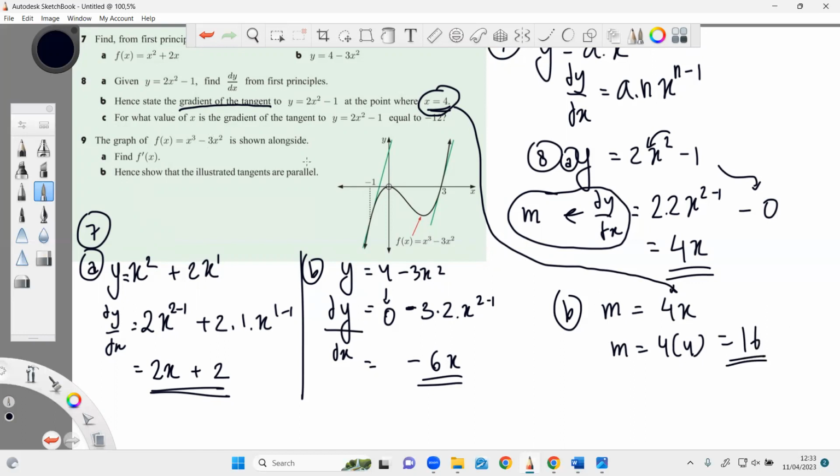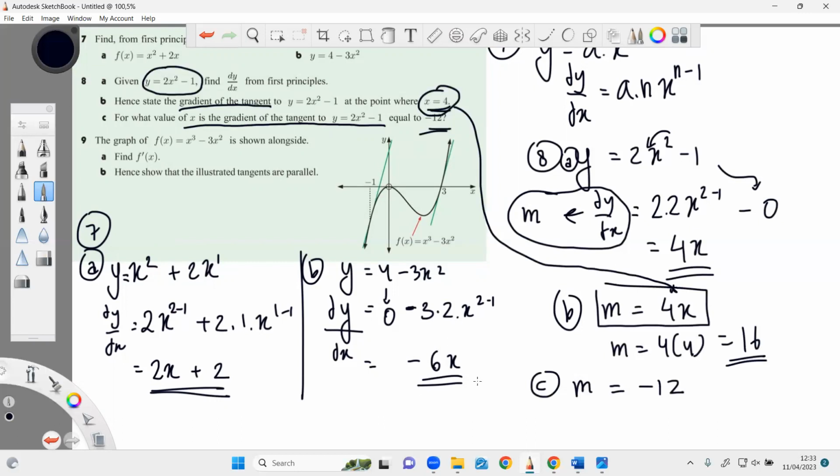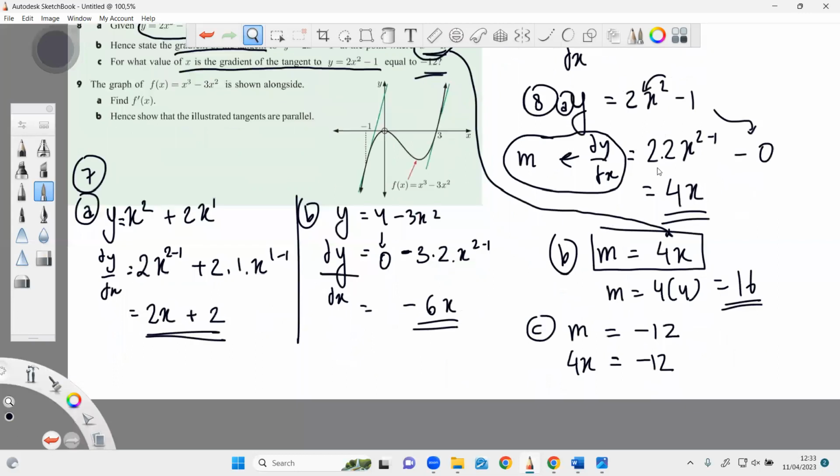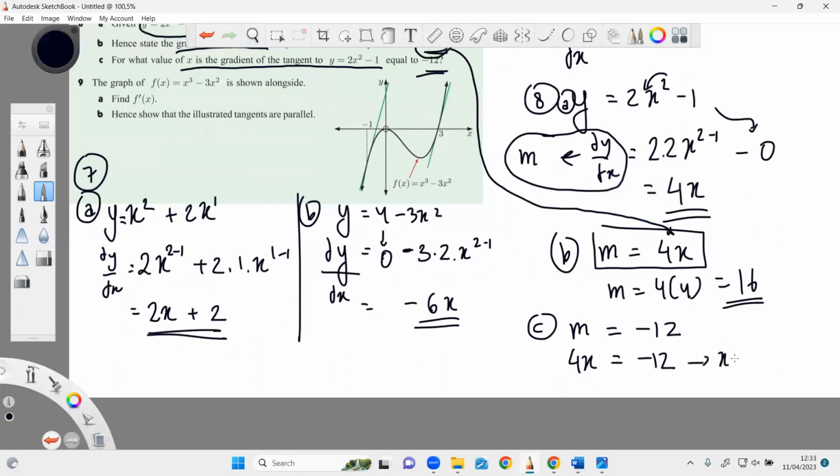So for what value of x is the gradient of the tangent of the previous equation equal to negative 12? So the gradient is actually negative 12. The gradient is already 4x, right? As always, 4x equals negative 12. So the x will be negative 12 over 4, which is negative 3. Done.